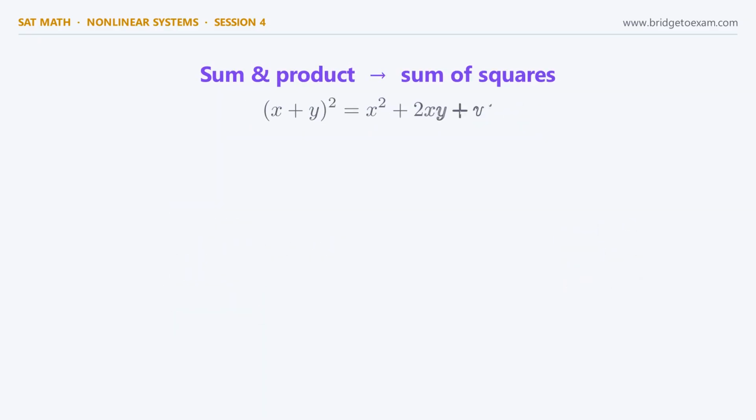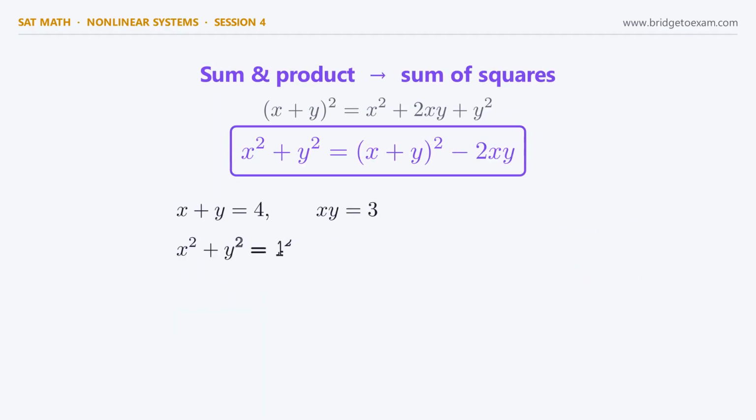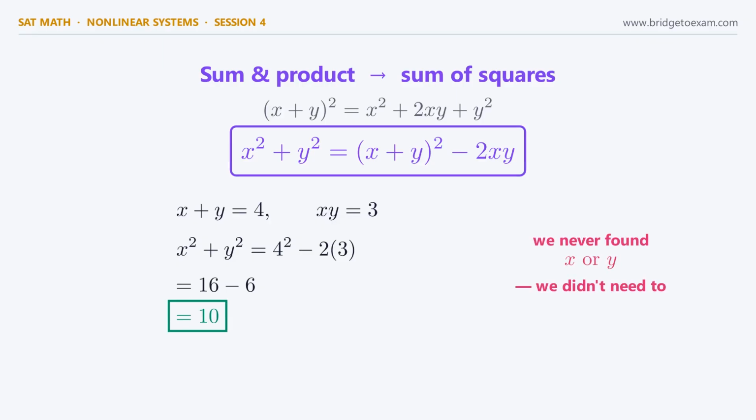Here's the second structure worth knowing by heart. (x plus y) all squared equals x squared plus 2xy plus y squared. Now rearrange that to isolate the part you usually want. x squared plus y squared equals (x plus y) all squared minus 2xy. Why is that useful? Because the SAT loves to give you the sum and the product, and then ask for the sum of the squares. Watch. If x plus y equals 4 and xy equals 3, what is x squared plus y squared?